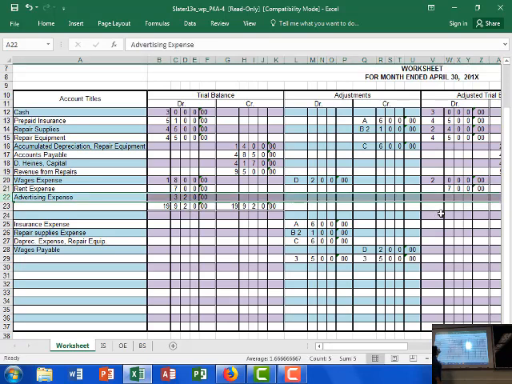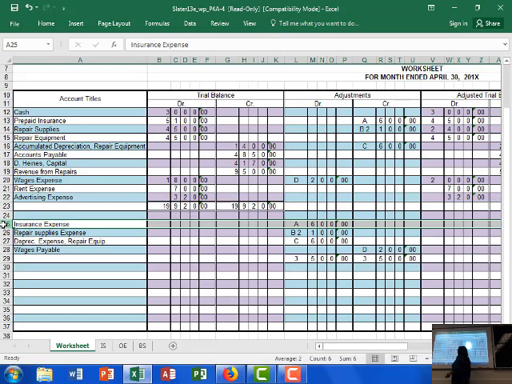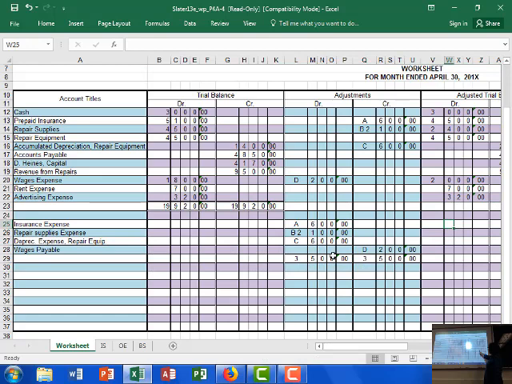Advertising expense, we did nothing with that. Now we would tend to want to stop there, but we can't. Remember, we did our adjustments. So now we have to bring over what? The insurance. We have to bring over our insurance expense. So we would add it here as a debit, right? $600. Bring it over.